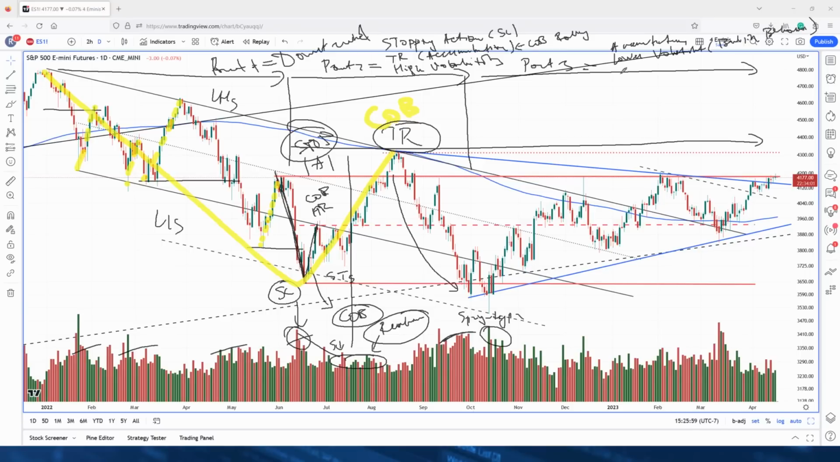And also, what's really, really important, between part number 2 and part number 3, we are seeing the change in structure. So for instance, what are we seeing? What kind of changes in structure do we see? We're seeing localized higher highs and higher lows for the first time. And that's basically it. This is how we're viewing this structure.